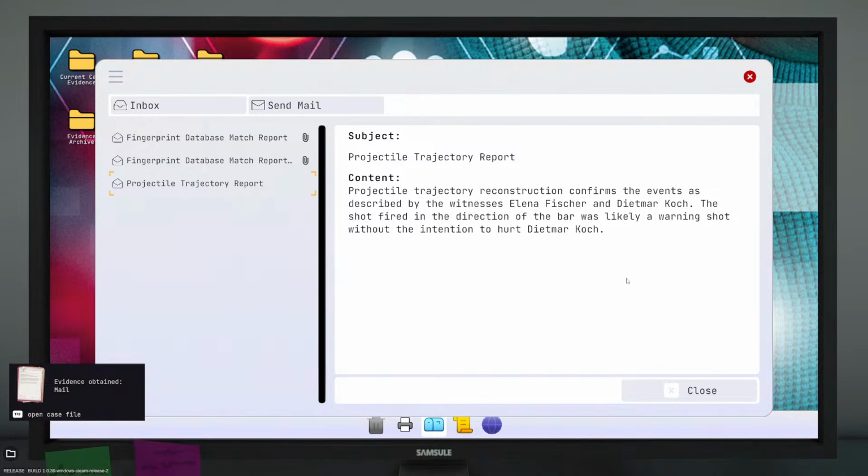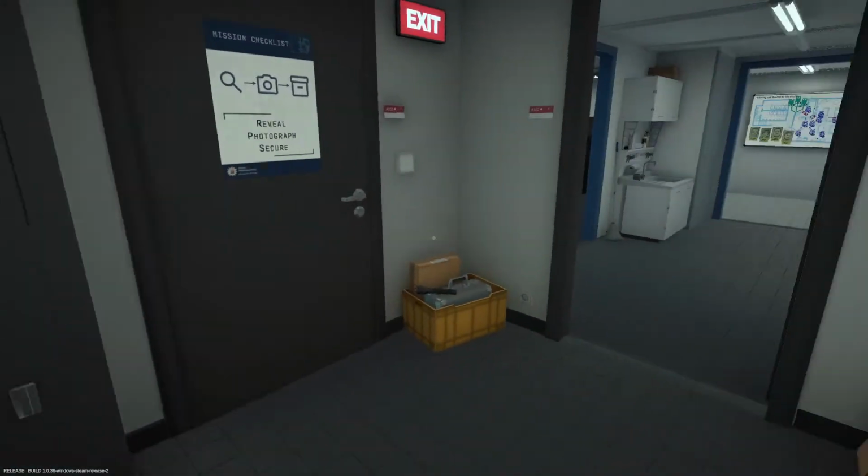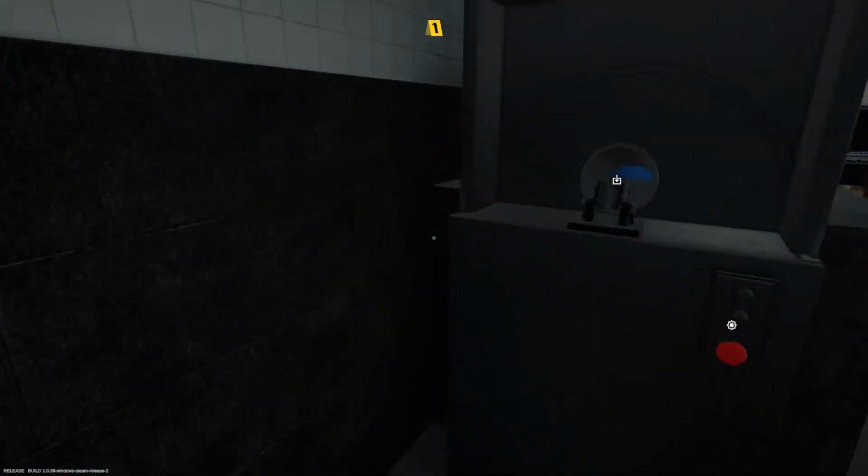Alright, projectile trajectory report. Reconstruction confirms the events as described by the witnesses Elena and Koch. The shot fired in the direction of the bar was likely a warning shot without the intention to hurt. Okay. Let's check the bullet here.